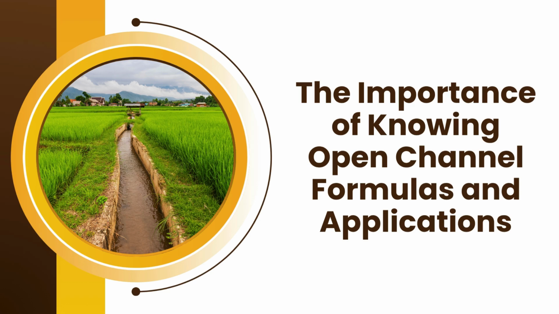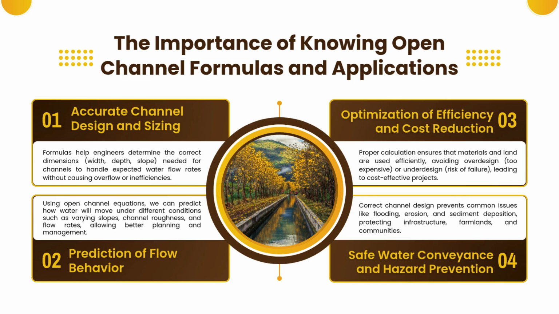Let's explore the importance and applications first, then we'll get into the formulas themselves. 1. Accurate channel design and sizing. First off, open channel formulas help us design and size channels accurately. That means we can calculate the right width, depth, and slope that a channel needs to carry a certain amount of water safely. For example, if you're building an irrigation canal for a rice field, you need to make sure it can deliver enough water without overflowing during peak use.